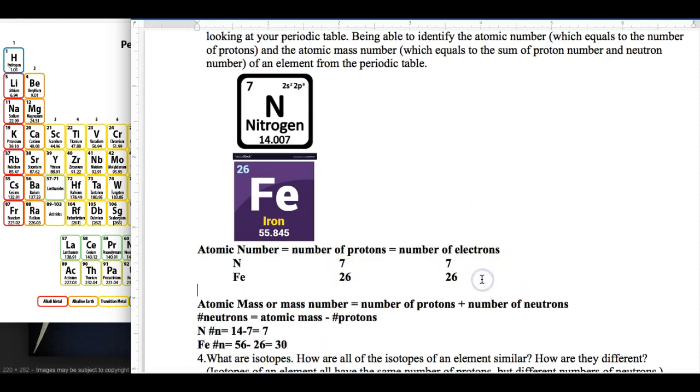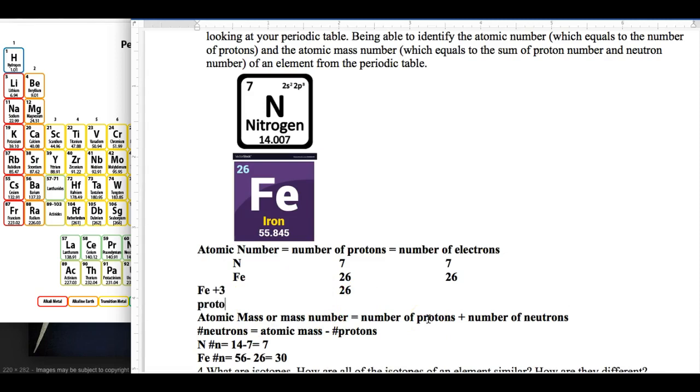So now you could also be asked a question on what if you have iron with a +3 charge, right? If you have iron with a +3 charge, how many protons and electrons are you supposed to have? So the proton number is still 26. Remember, proton number never changes.